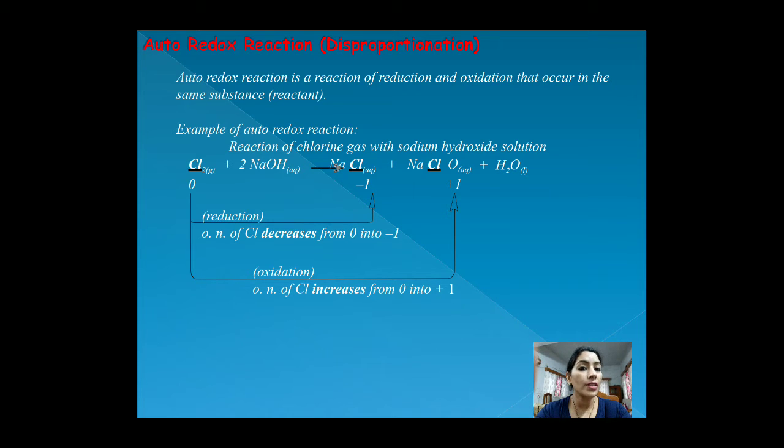So in the first case, the oxidation state changes from 0 to -1, which means there is a decrease in the oxidation state, and this is a reduction. In the second case, there is an increment in the oxidation number from 0 to +1, so this is the oxidation.